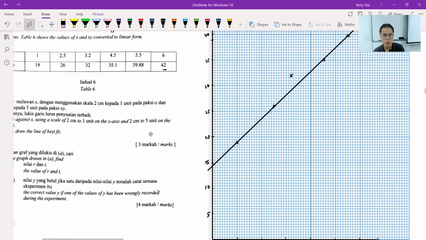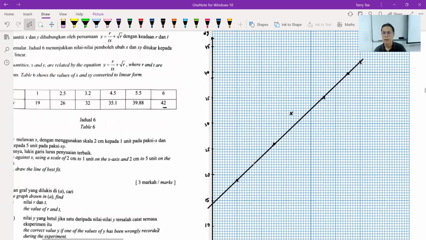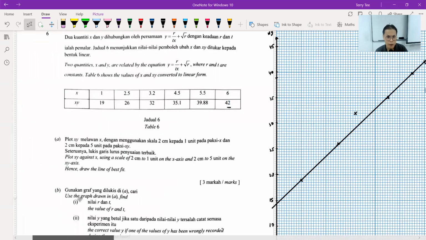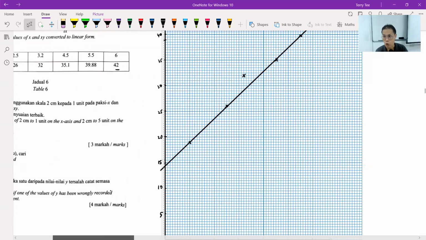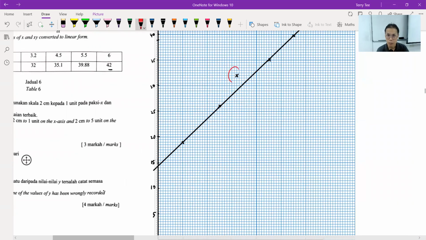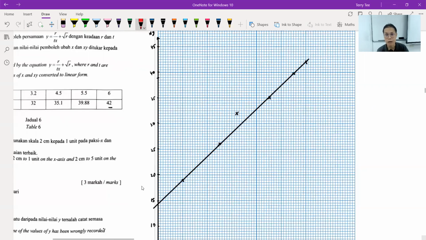So remember, two things we should do from the graph. We should find the gradient and the y-intercept. Another thing is you should read the whole question. If you read the last line here, it says use the graph to find the value of r and t, and the correct value of y if one of the y values has been wrongly recorded. So we know there's one y value that's wrongly recorded, which is this point here. And we're supposed to find the correct value. But before that, maybe we find the values r and t first by finding the gradient and the y-intercept from the graph.